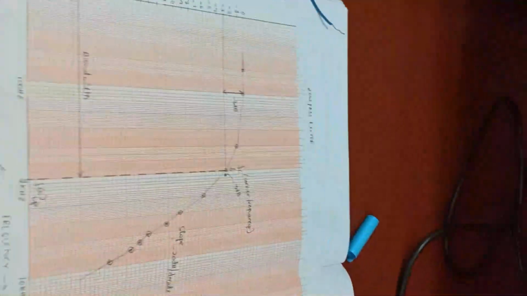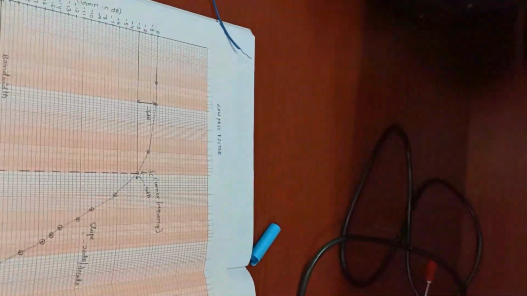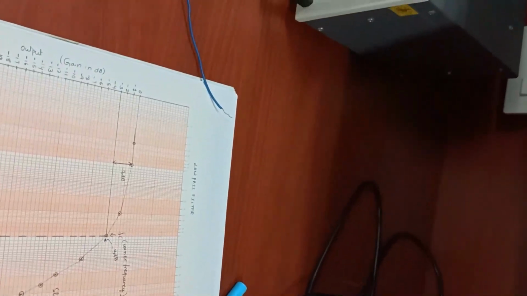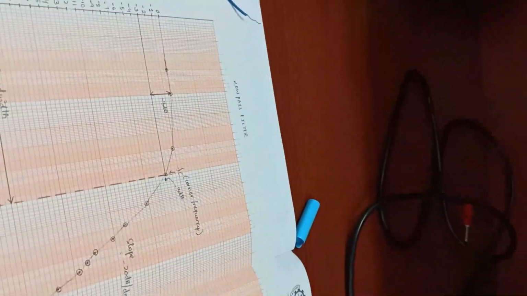Now if you plot these frequencies on a semi-logarithmic graph paper, you will get a graph like this. Okay, on a semi-logarithmic graph paper, see, the x-axis varies logarithmically and the y-axis varies linearly. In this graph paper you will plot the frequency on the x-axis and the gain on the y-axis. Okay, see, you will get a graph like this.